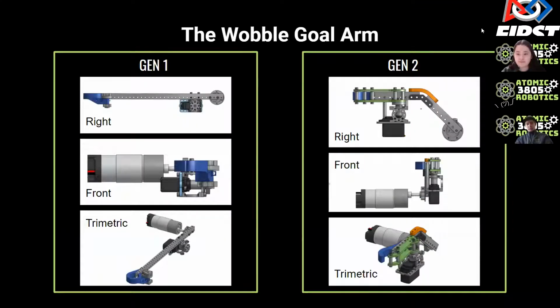These are our wobble goal designs. Gen 1 had a longer arm and a servo-driven pulley system to operate the grabber. However, the arm length proved to be too unstable for effective use. With Gen 2, the arm length was shortened and a 45-degree angle was added for more flexibility with mounting. The servo was also moved up to the front of the arm and controls the grabber with greater stability.